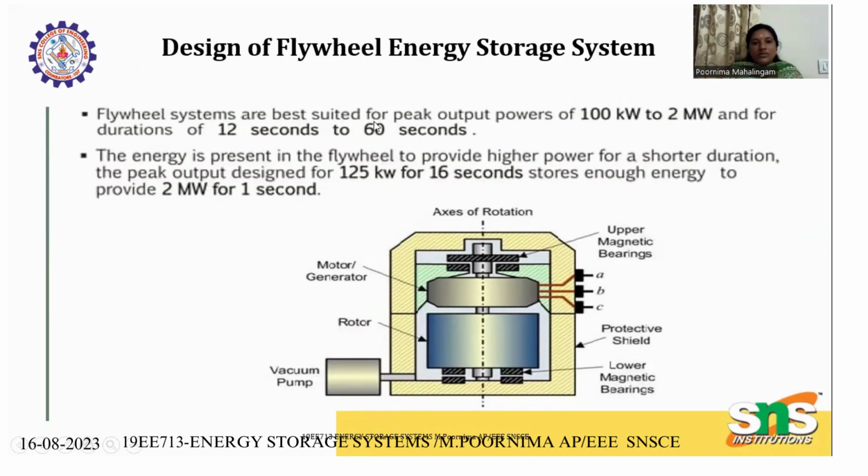The flywheel energy storage system is best suited for peak output power of 100 kVA to 2 megawatts, for durations of 12 seconds to 60 seconds. This energy is stored in the wheel to provide higher power for a shorter duration. The peak output design of 125 kilowatts for 60 seconds stores enough to provide 2 megawatts for 1 second. So this is the design, with a vacuum pump. This is the rotor, the motor generator set, the axis of rotation, the upper magnetic bearing, the protecting shield and the lower magnetic bearing.